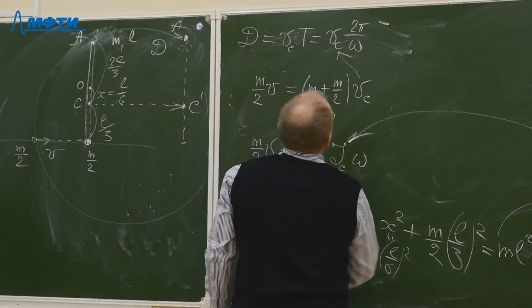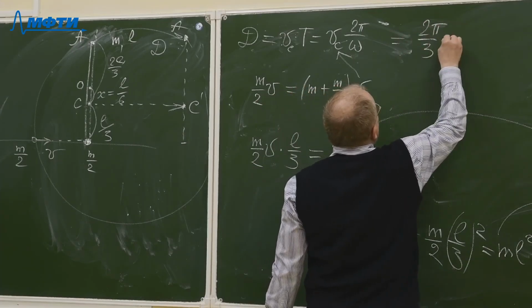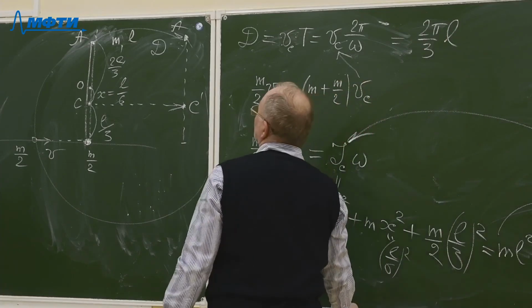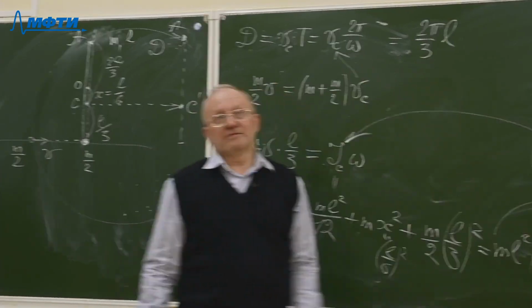If I am not mistaken, the correct formula will be 2 pi over 3 times L. If I'm not mistaken, yes, that's correct. I remember. That's the correct answer.